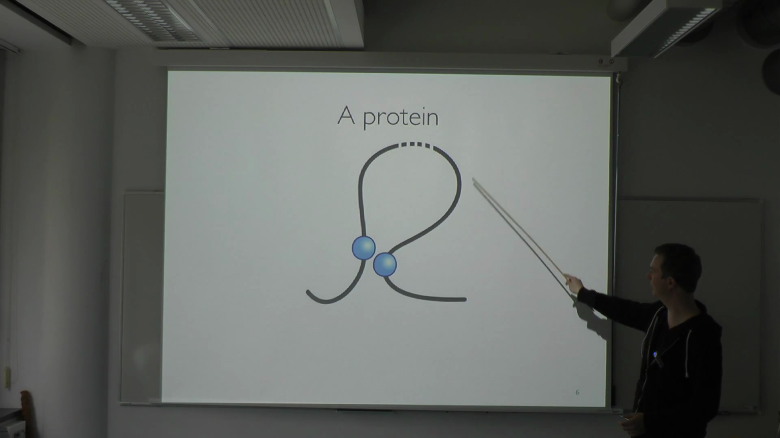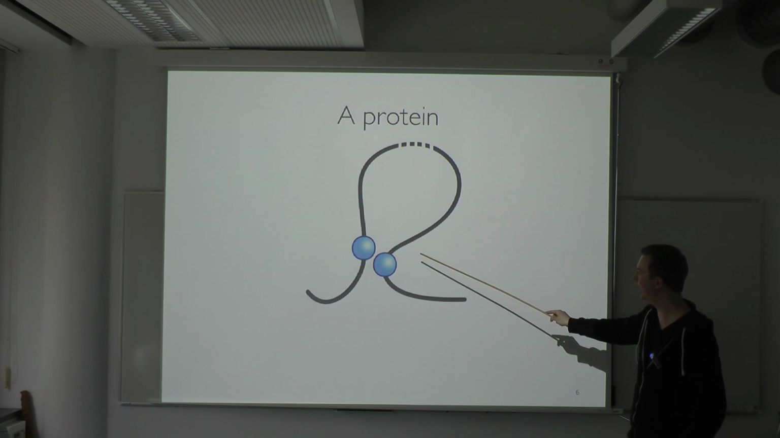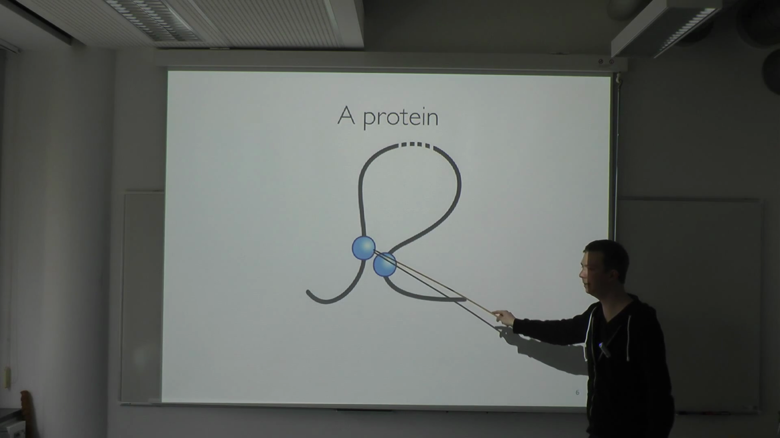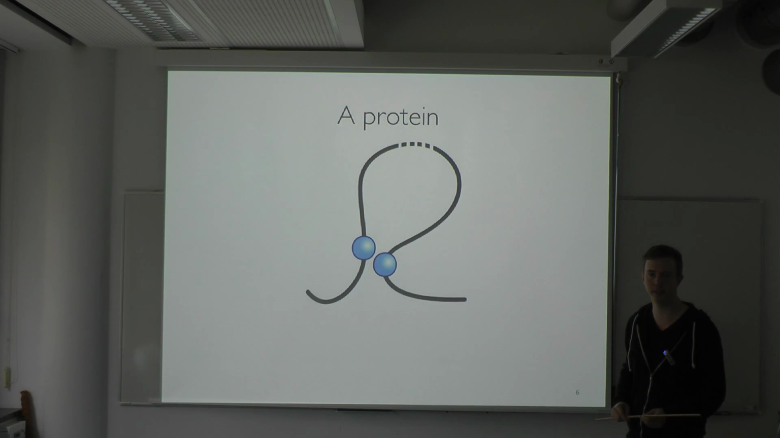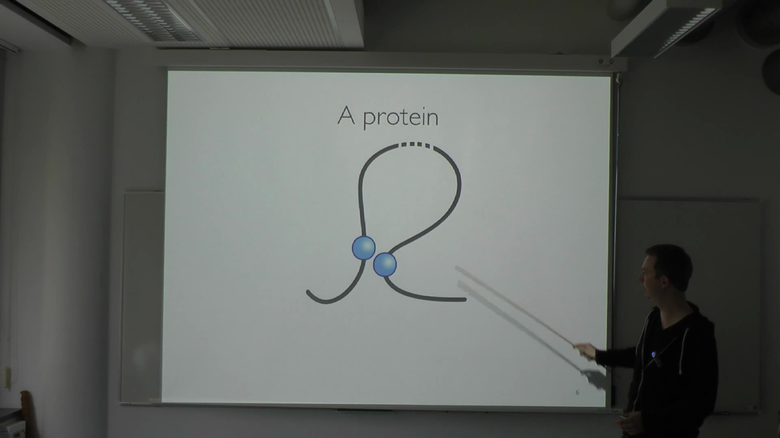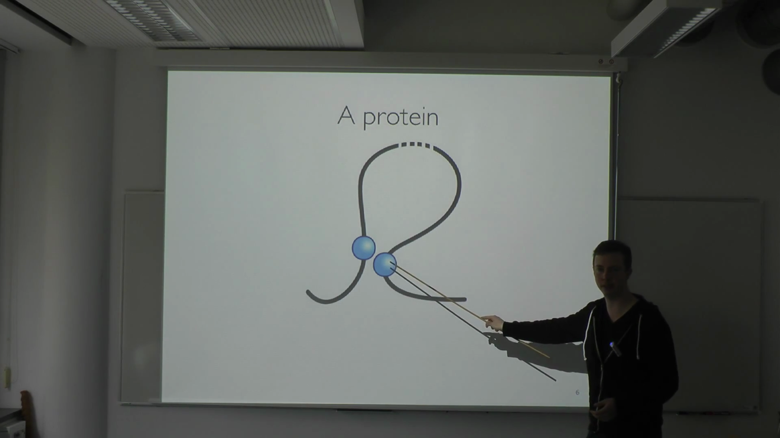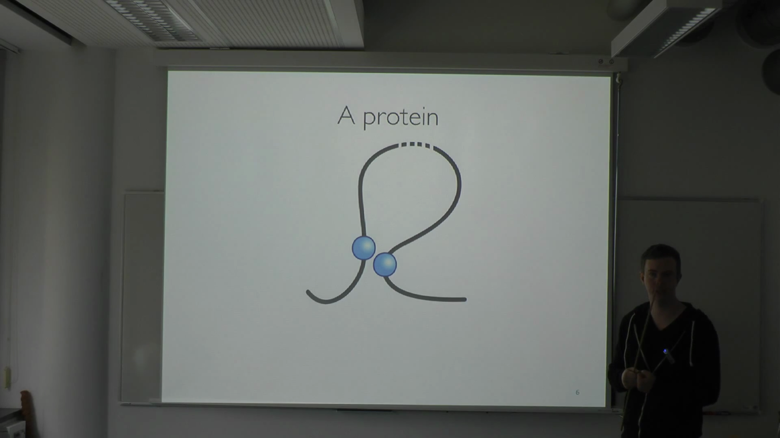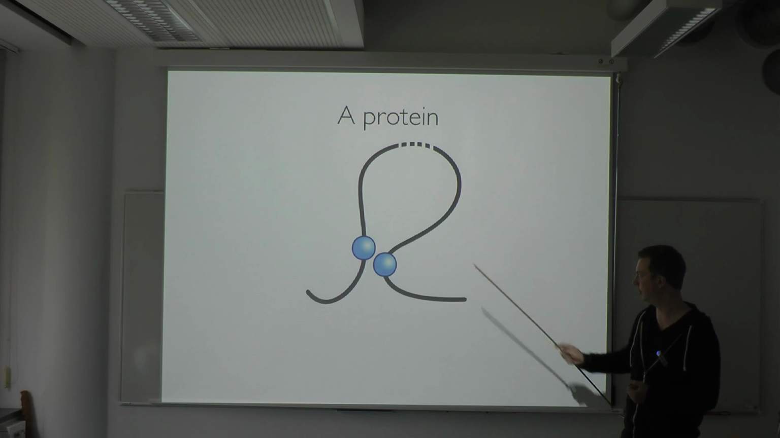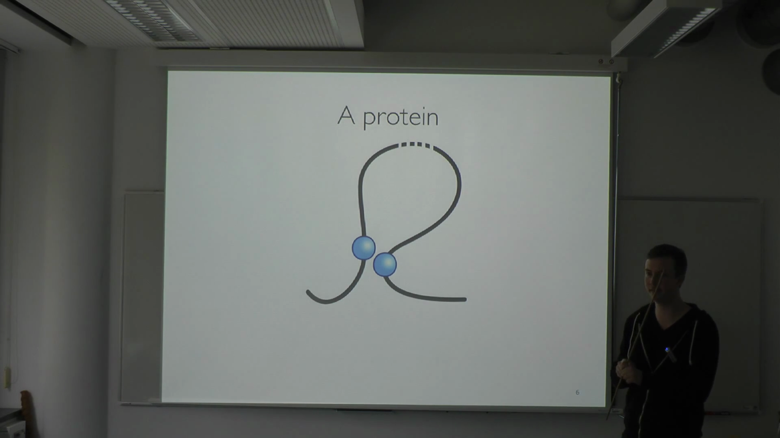So let's just assume this is a protein, and these two blue spheres are residues within that protein. Of course, you have lots more. And in the three-dimensional structure, these two residues are in contact with each other. They touch. And of course, you've got many more of these pairs that spatially interact with each other. So they kind of glue together and define what the three-dimensional shape of the protein is.